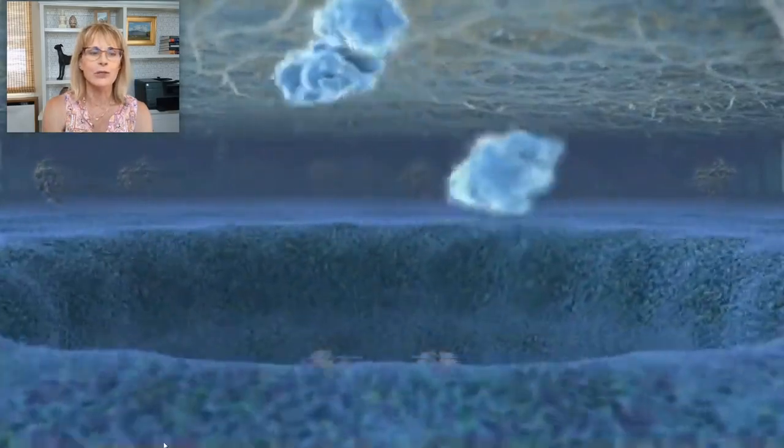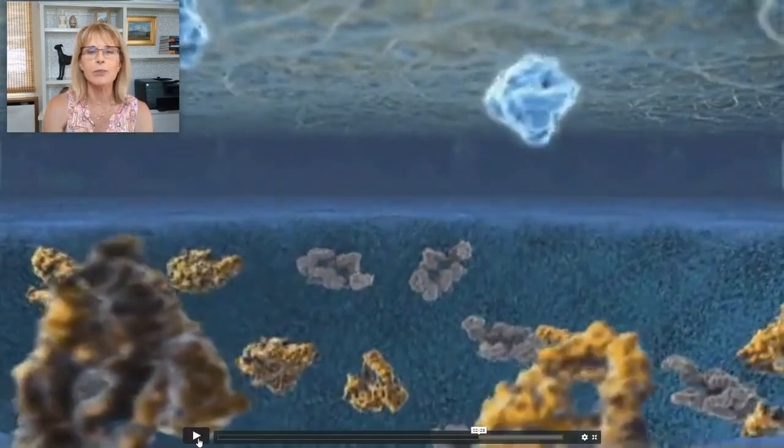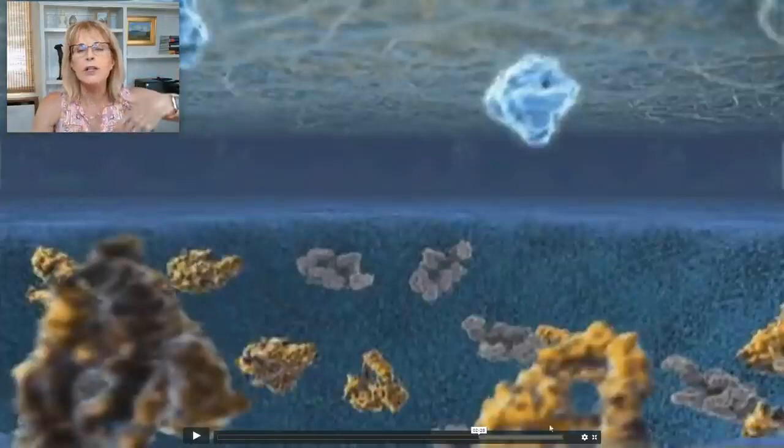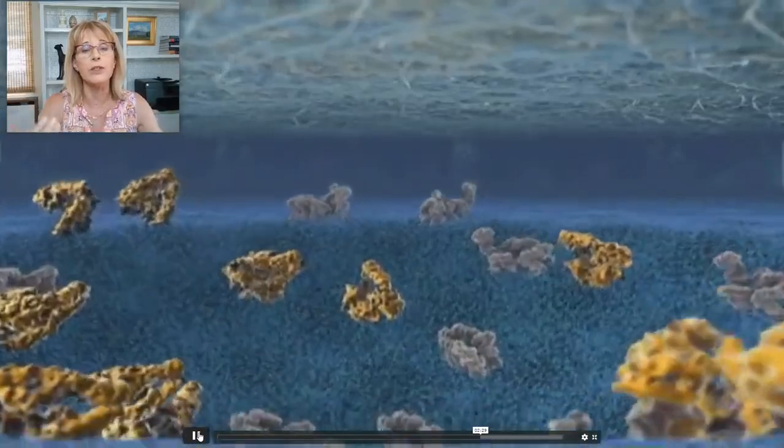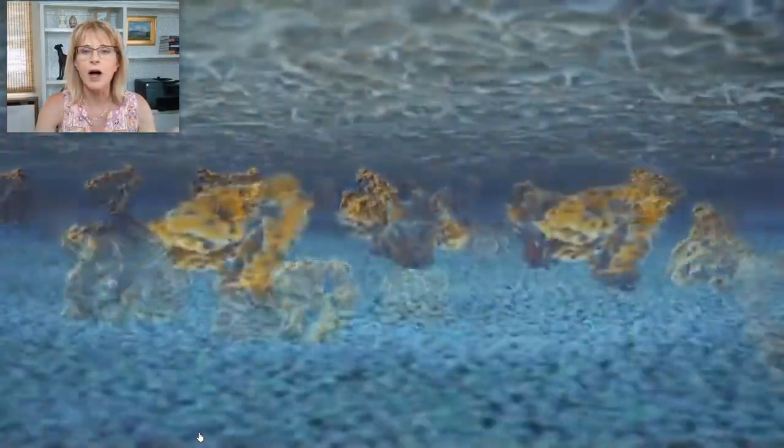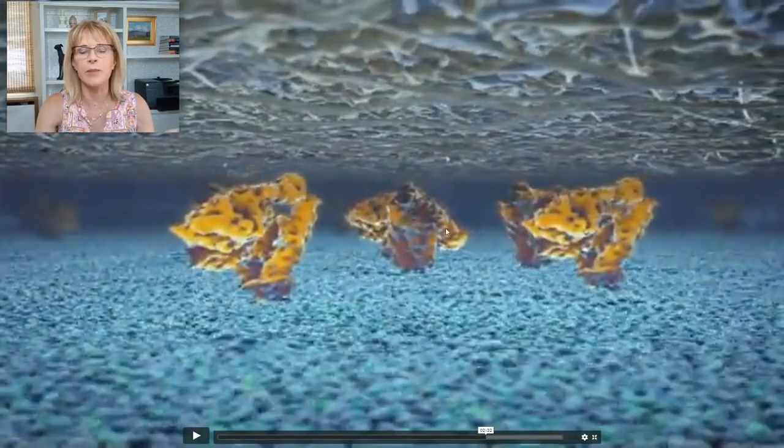So here he's going to the surface of the cell, and now these proteins, some of them are going to be thrown out into the atmosphere. Some of these proteins are going to become a part of the cell membrane. All of these are parts of the cell membrane.